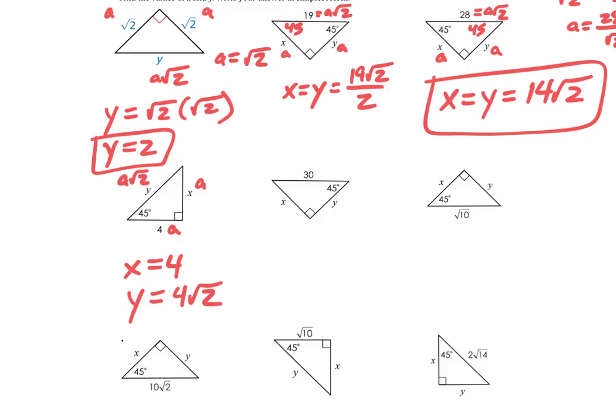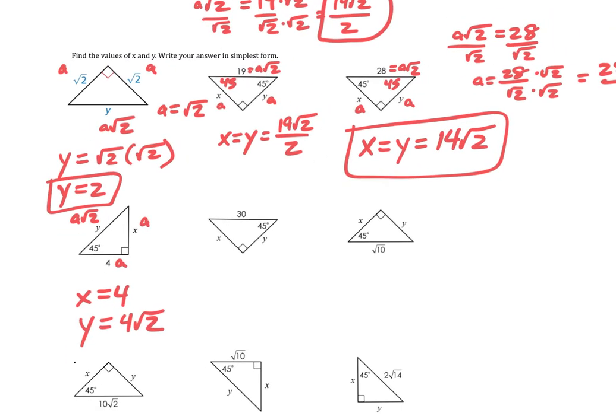Okay, on this one here, think about what we did on this problem up here. Because this is a, and a radical 2, right? If I set a radical 2 equal to 30, what are we going to do to get a by itself? How do I get a? Divide by radical 2.